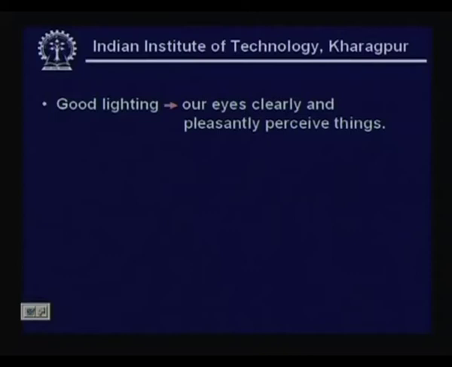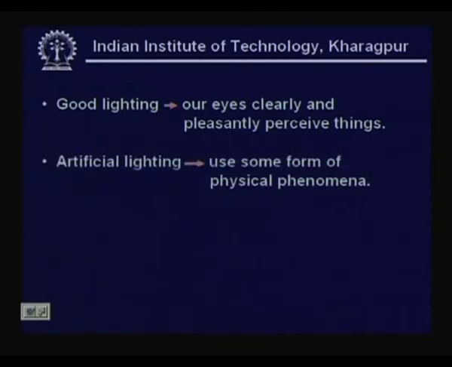As can be seen, good lighting is very much necessary. Our eyes can see clearly and pleasantly perceive things if there is good lighting. Artificial lighting can use some form of physical phenomena. After all, we said there are artificial lights which try to bring it close to the natural light, at the same time economize the resources and use electrical energy. But there is some form of physical phenomena which we will consider in a subsequent lecture on radiation. It could be by way of incandescence, electroluminescence, fluorescence or phosphorescence. All of us are aware of incandescent lamps we have been using for a very long time, and even fluorescent lamps which have become abundantly available, and other discharge vapor lamps which are used in the streets.